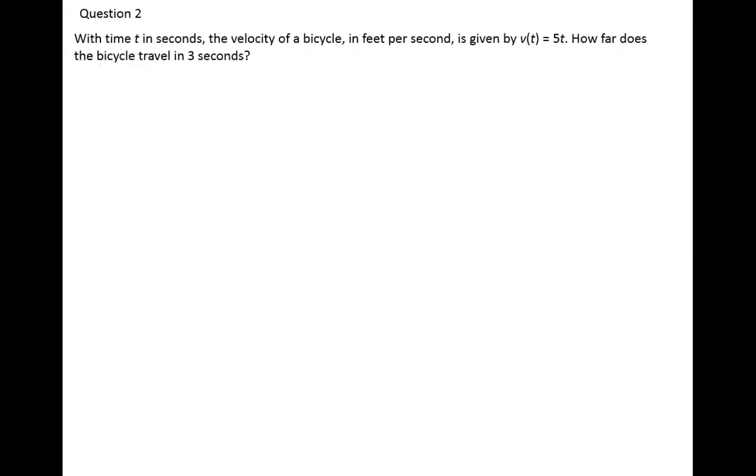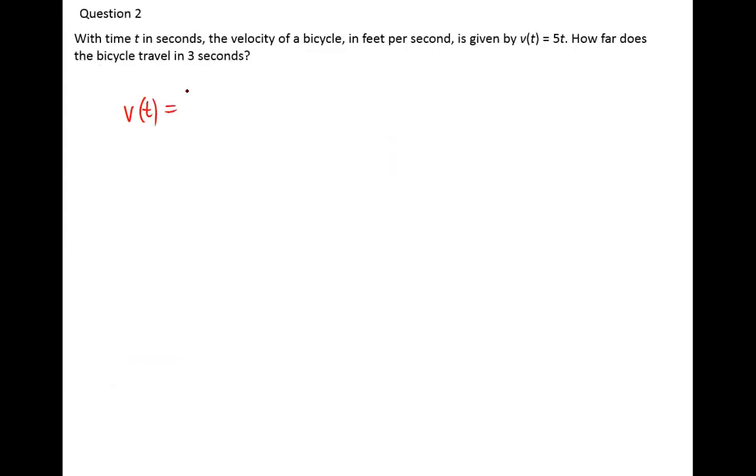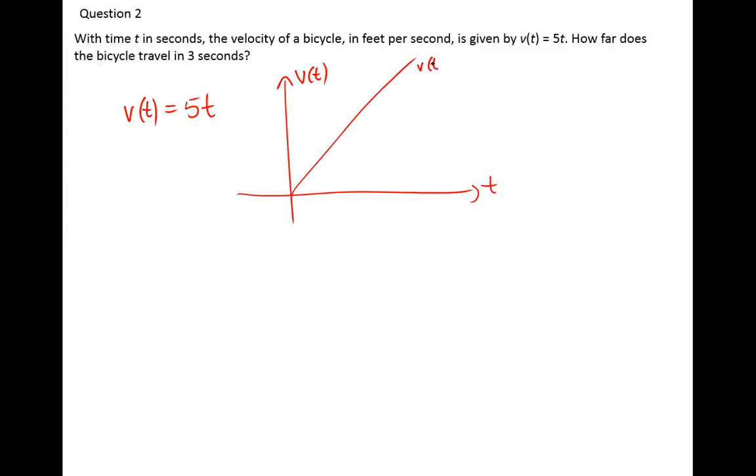With time t in seconds, the velocity of a bicycle in feet per second is given by the formula 5t. How far does the bicycle travel in 3 seconds? Excellent, because we like the function. It's a linear function. That means my rate of change of the distance with respect to time is 5t. This will be the velocity, and that's the time. It's just a straight line with the slope 5.